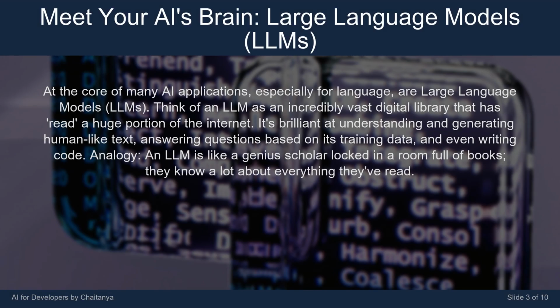At the core of many AI applications, especially for language, are large language models, LLMs. Think of an LLM as an incredibly vast digital library that has read a huge portion of the internet. It's brilliant at understanding and generating human-like text, answering questions based on its training data, and even writing code. Analogy: an LLM is like a genius scholar locked in a room full of books. They know a lot about everything they've read.